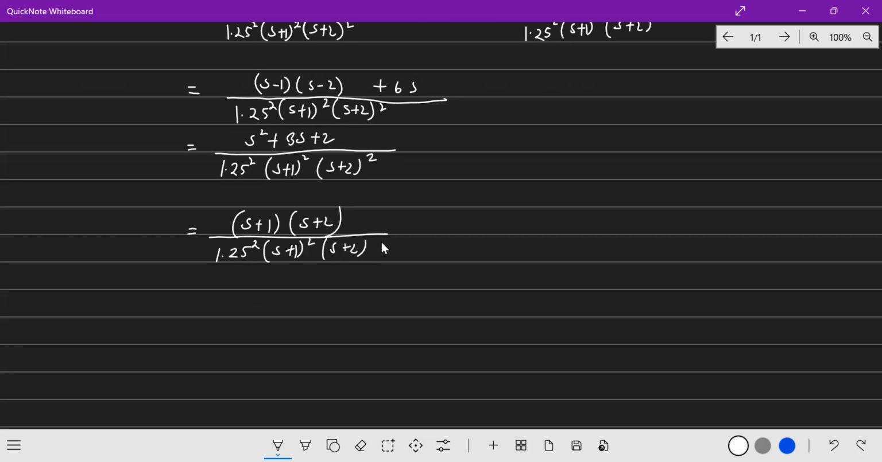So you can see that again, these poles are cancelling with the zeros. This zero and that pole are cancelling, and then this zero here and the pole there are also cancelling, right? So we're going to have what? On top, we're just going to have a 1 divided by 1.25 squared, S plus 1, S plus 2.